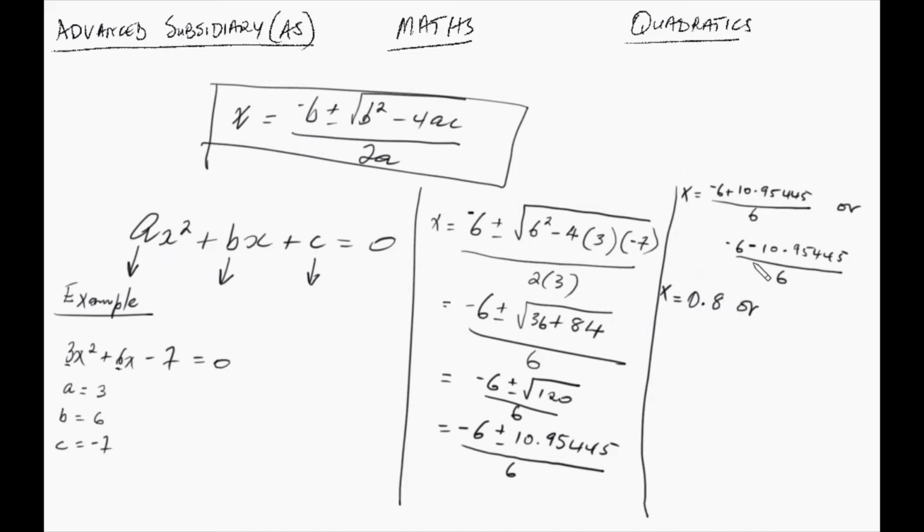Or let's work out this. This would be negative 16.95445 divided by 6. It's negative 2.8. So these are the roots of this equation. Those are just the roots of that equation.